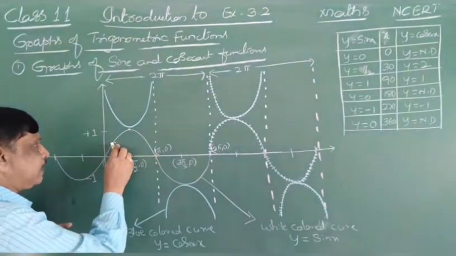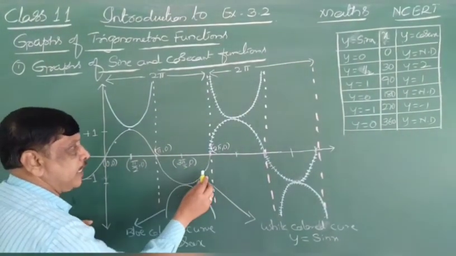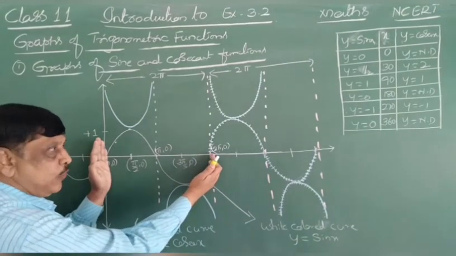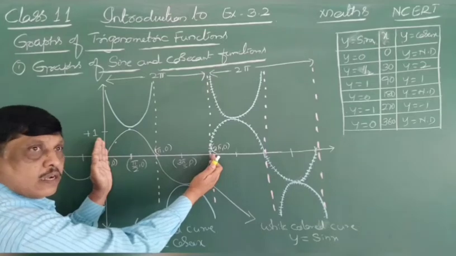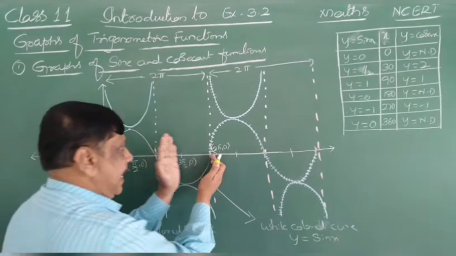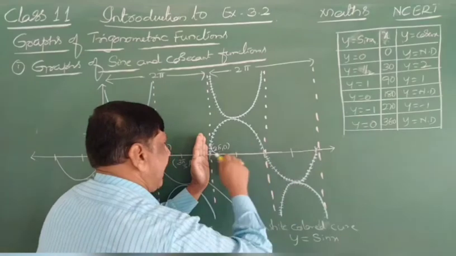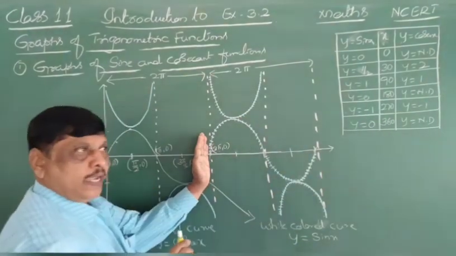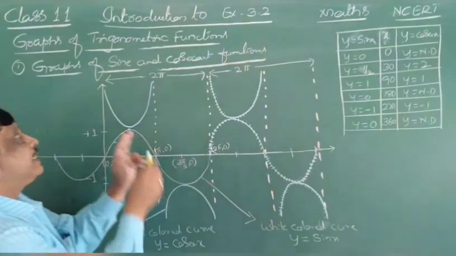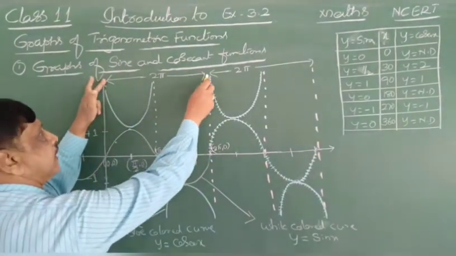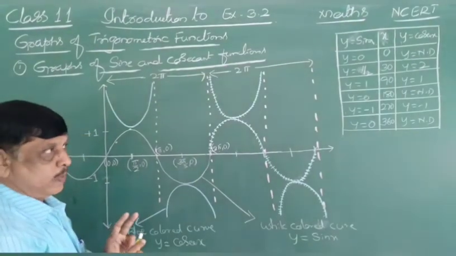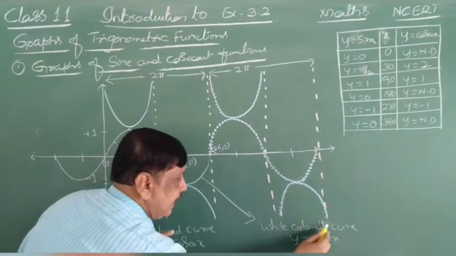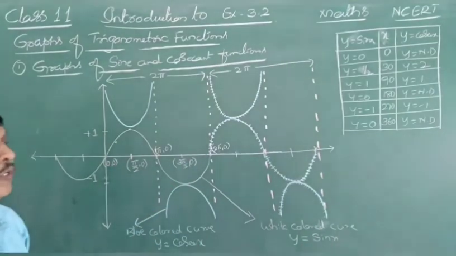After joining these points, we get the shape of y equals sin x in the interval 0 to 2 pi. I hope you got it. Again, in the next interval of 2 pi, the curve repeats the same shape. Hence we say that the sine function is a periodic function with period 2 pi. This white colored curve represents the graph of y equals sin x.